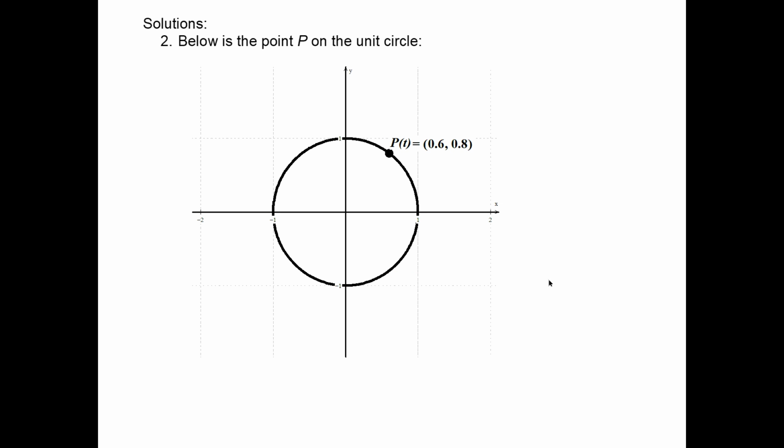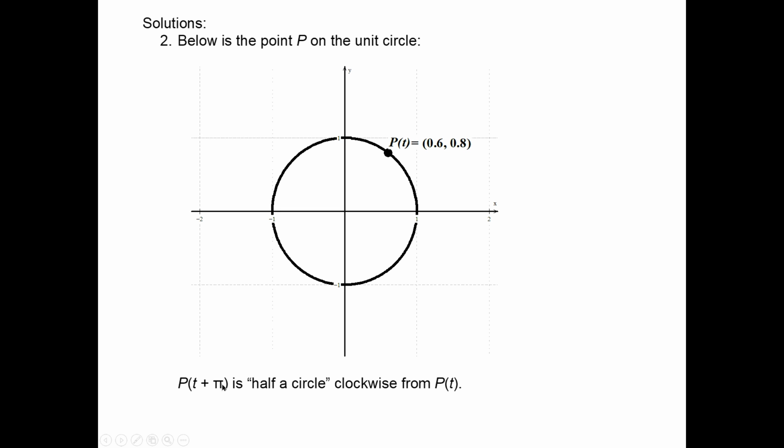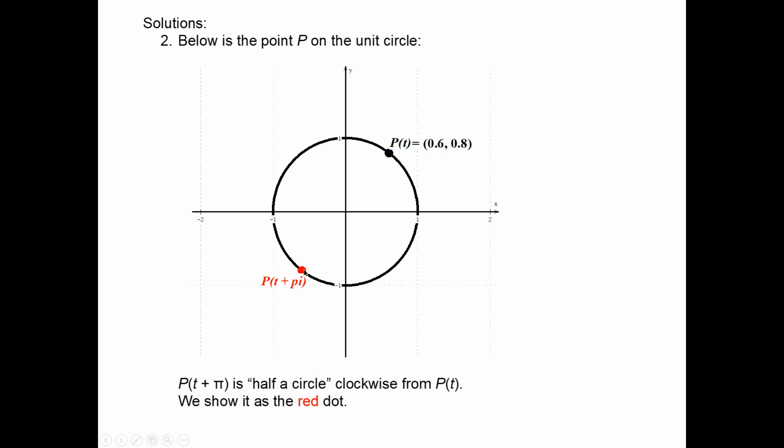Okay, for number 2, I wanted to do P of t plus pi. So adding pi, I go half a circle. This point and P of t plus pi are symmetric with respect to the origin. They both change their algebraic signs. So it should be negative 0.6, negative 0.8.